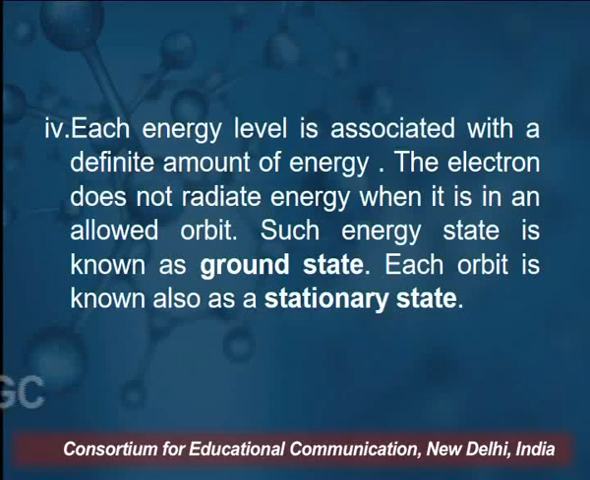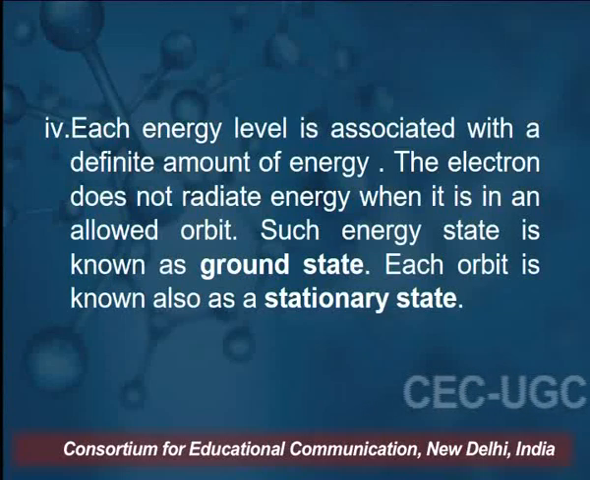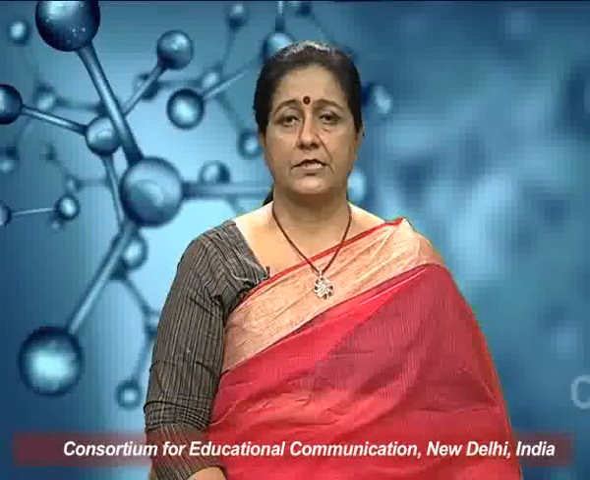Now each energy level is associated with a definite amount of energy. The electron does not radiate energy when it is present in an allowed orbit. Such energy state is known as the ground state. Each orbit is also known as a stationary state. Here the electrons are revolving but the energy of the orbit remains the same.